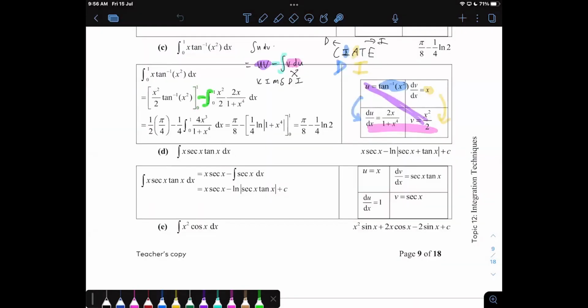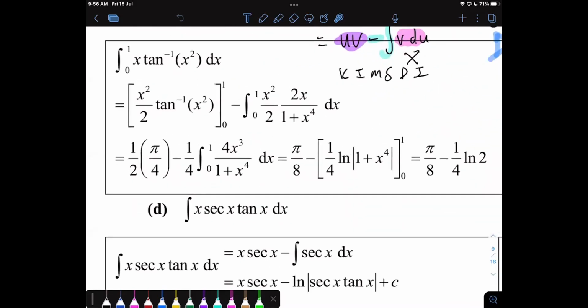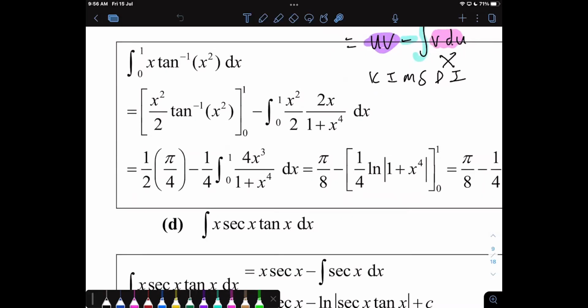Then after that, you minus away the integral, still with the limits, but the pink color, x squared over 2 multiplied by 2x over 1 plus x power 4. So let's see how we can deal with this integral. Maybe for the upper limit, do you understand how you got a half pi over 4? Is this part clear?